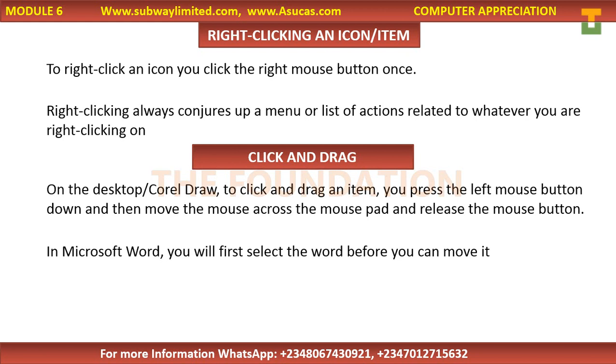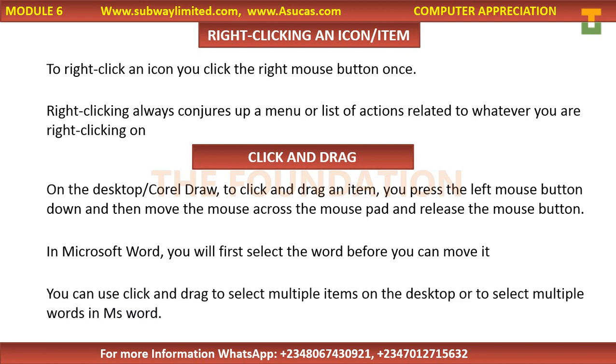In Microsoft Word, you will first select the word before you can move it. So in Microsoft Word, you click it, select it. When we say select, we will get to that. You select it before you move it. That is how to click and drag. You can use click and drag to select multiple items on the desktop or to select multiple words in MS Word. We will still work on that.